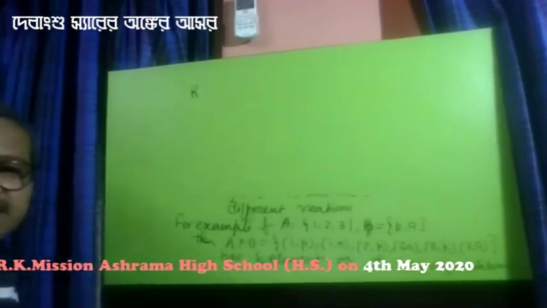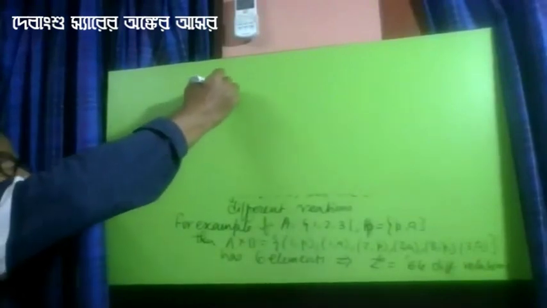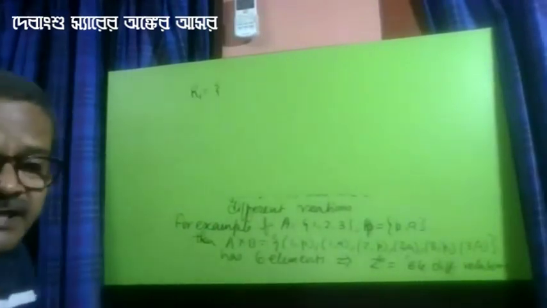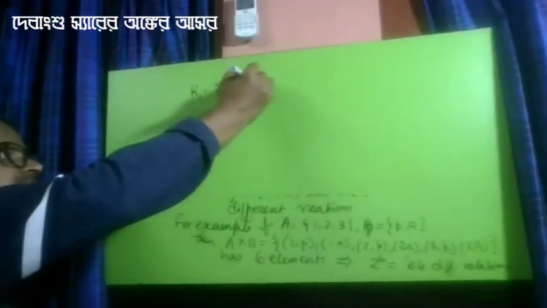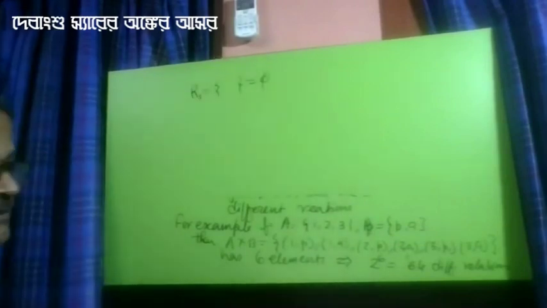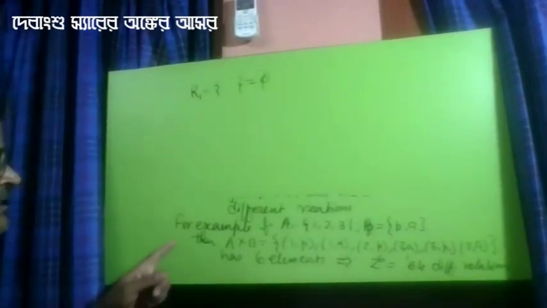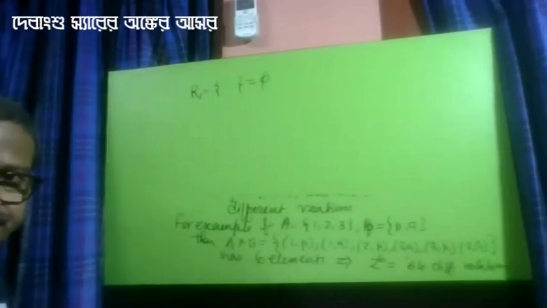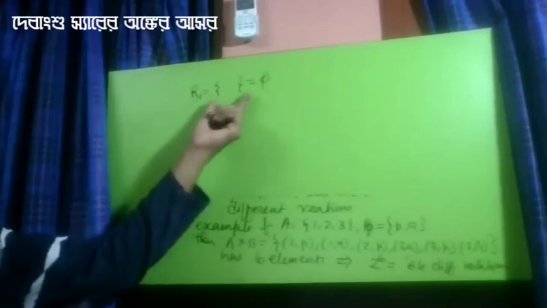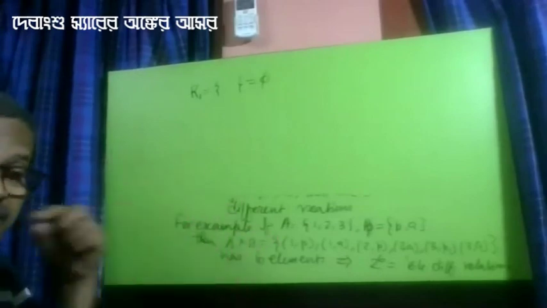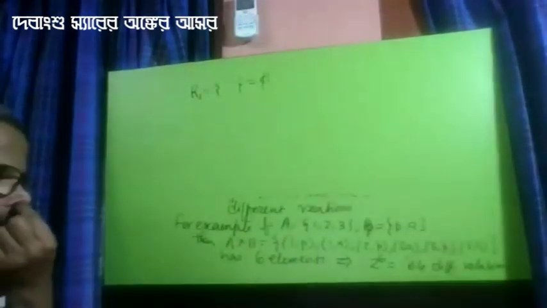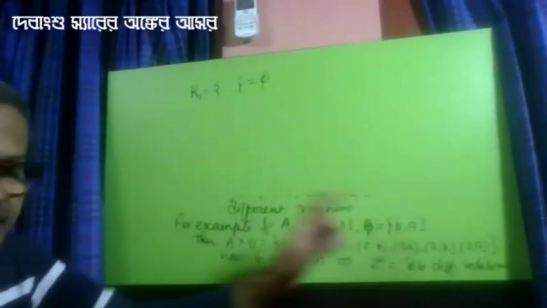Relations are denoted by capital R usually. Let's take our first relation. In the first relation, this is the null set. We know that the null set is a subset of all sets. So the null set is also a subset of A cross B. So this null set is a relation from A to B. Sets cannot be null, but a subset can be null. A and B are non-null.